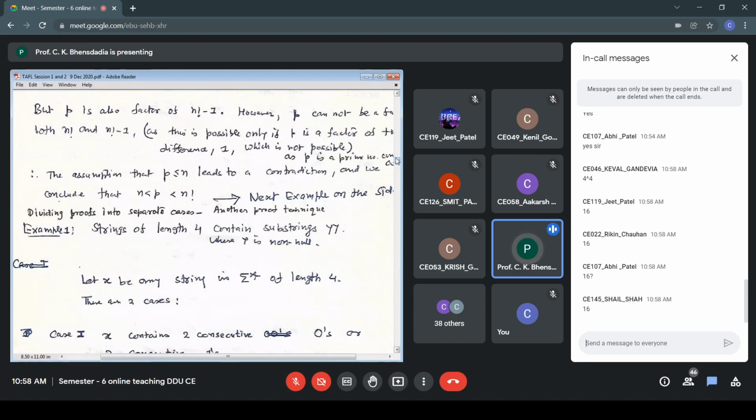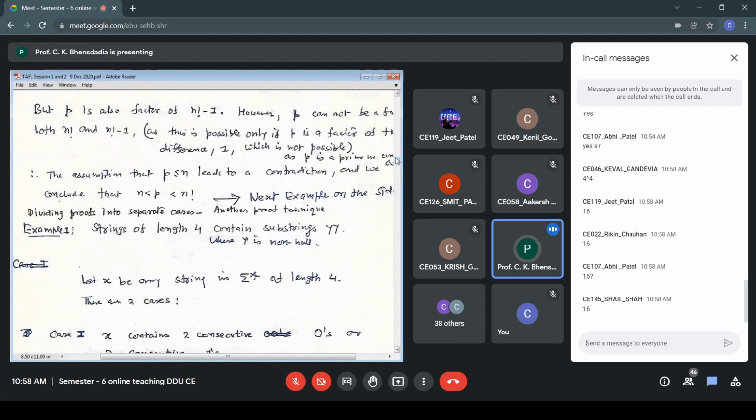So let us return to our example. Strings of length 4: total possible strings equal 16. And if I don't know what all the cases would be, I'll have 16 separate cases. And for each case, I'll prove that the statement is true.